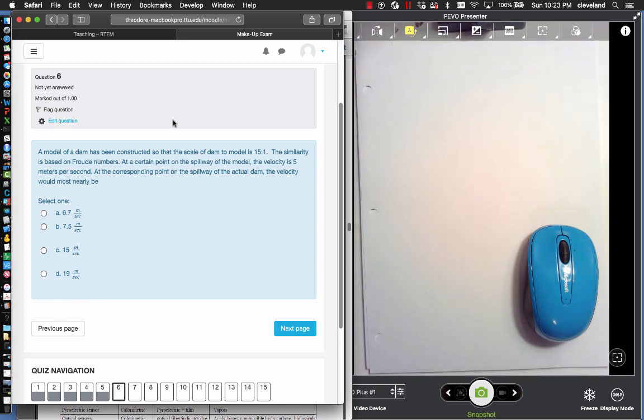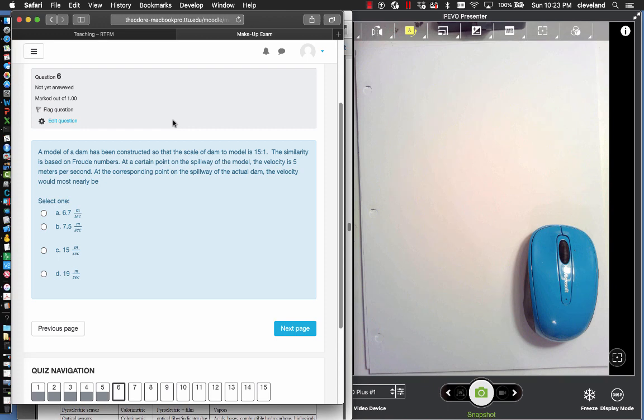Here's our next problem. So this is hydraulics. A model of a dam has been constructed so that the scale of the dam to the model is 15 to 1. That is, the real dam, I'm assuming this is geometric similarity, it's not clear by the problem statement, is 15 times bigger in its dimensions than the one. Next thing, similarity is based on Froude numbers, so this is probably dynamic similarity.